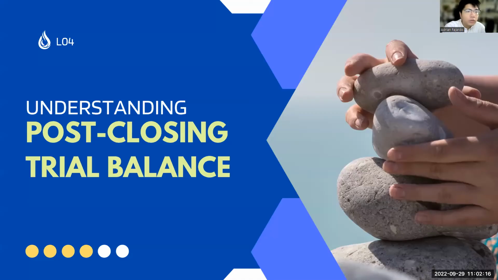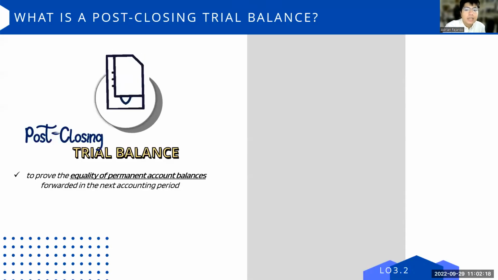So now we move on to post-closing trial balance, right? So we now have three trial balances. Unadjusted trial balance, adjusted trial balance, and then post-closing trial balance, right? The post-closing trial balance basically just shows or proves the equality of our permanent account balances forwarded in the next accounting period. So actually, the post-closing trial balance is shorter.